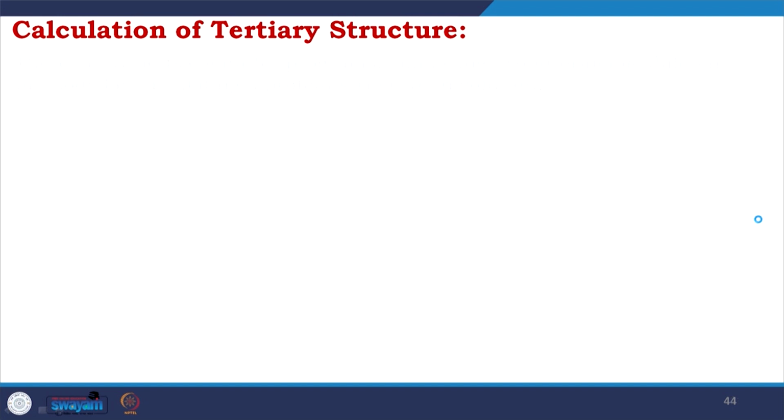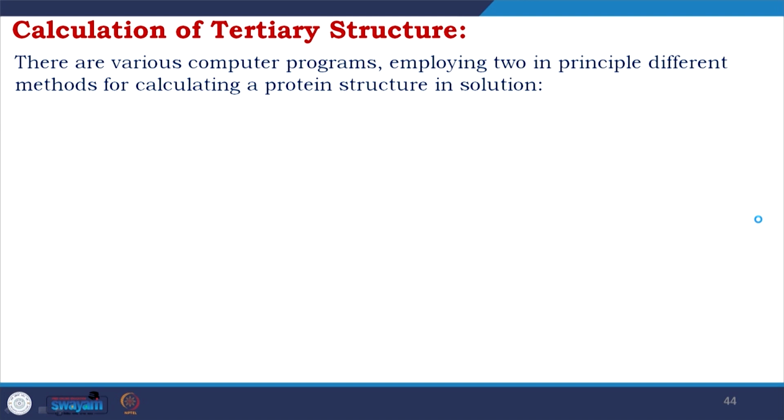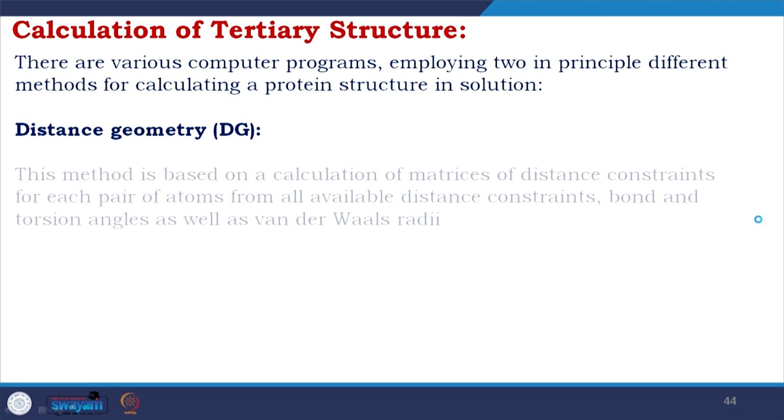For calculation of tertiary structures, there are various computer programs employing two in principle different methods for calculating a protein structure. So, there are various programs, but they use generally two major principles. One is distance geometry or DG.